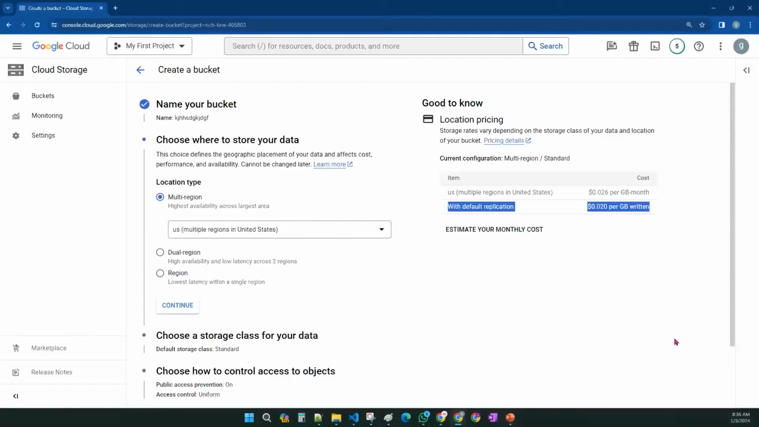The default replication cost is also there, you can look at it. So this is the reason. If you have a multi-region, for example, if you select US, in the US you have 5 regions, and all the regions will have the same data. That was done by Google Cloud, and Google put a lot of effort into doing the same thing.